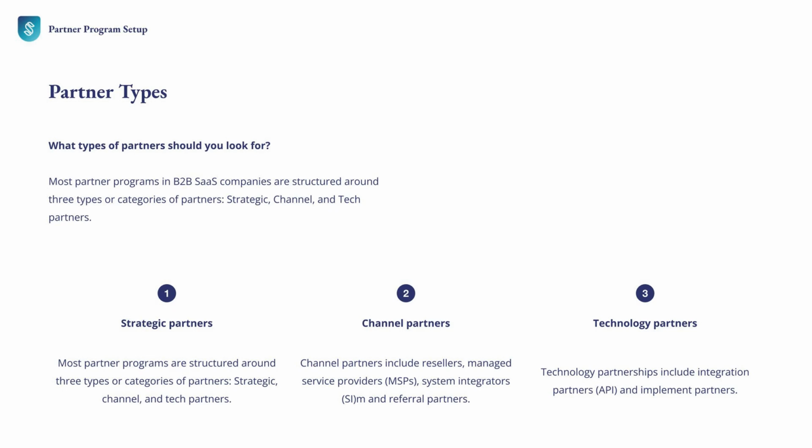This brings us to the next step in the partner program setup, the type of partnerships that you want to focus on. Most partner programs in B2B SaaS are structured around three types or categories of partners: strategic, channel, and tech partners. Let's start with the strategic partnerships.